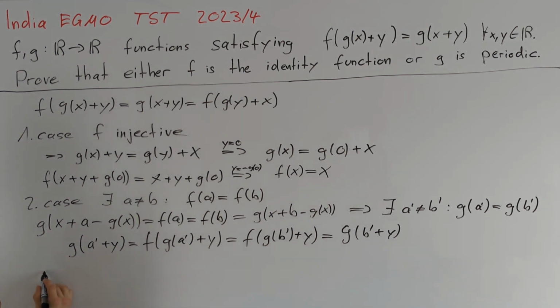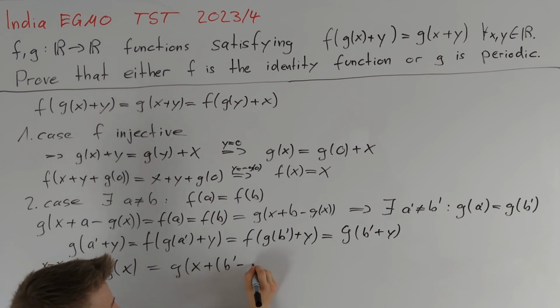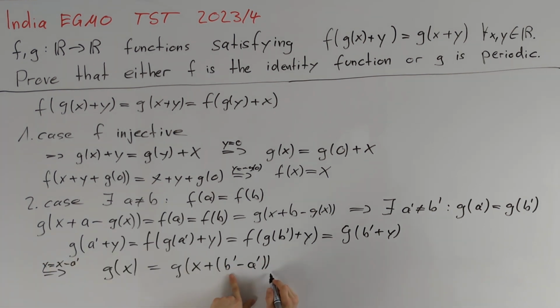By plugging in y equals x minus a prime, we get that the left hand side is g of x, and on the right hand side we have g of x plus b prime minus a prime. Since b prime is not equal to a prime, this term is not equal to 0, and therefore this equation is exactly the definition that g is periodic with period b prime minus a prime. And therefore we are also done in this case, and therefore we are done in total.